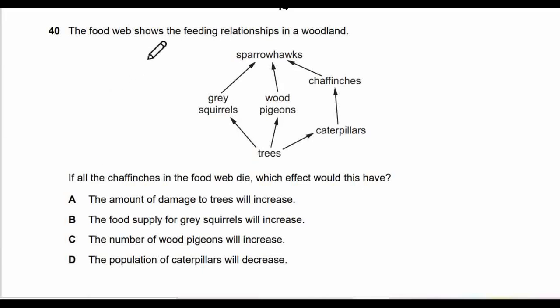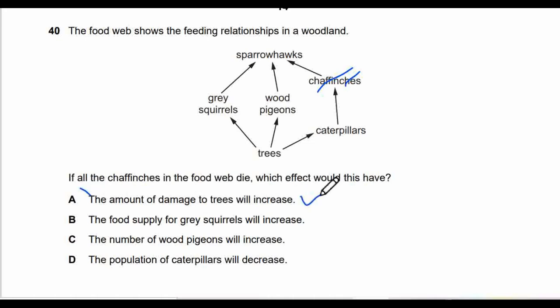The food web shows the feeding relationship in a woodland. If all chaffinches in a food web die, which effect would this have? If all chaffinches die, it means the caterpillars will be more, and more caterpillars will eat more trees. The amount of damaged trees will increase. That should be correct. We'll keep this answer.